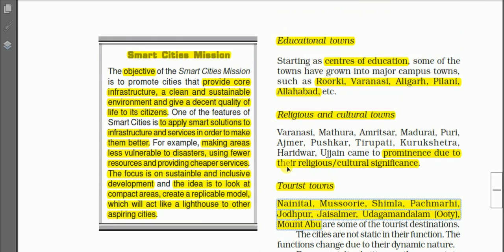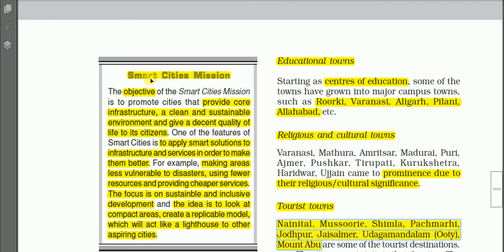Last but not the least, we have a new addition here. It is known as the Smart Cities Mission, launched by the government of India. Now let us read about it. The objective of the Smart Cities Mission is to promote cities that provide core infrastructure, a clean and sustainable environment, and give a decent quality of life to its citizens.